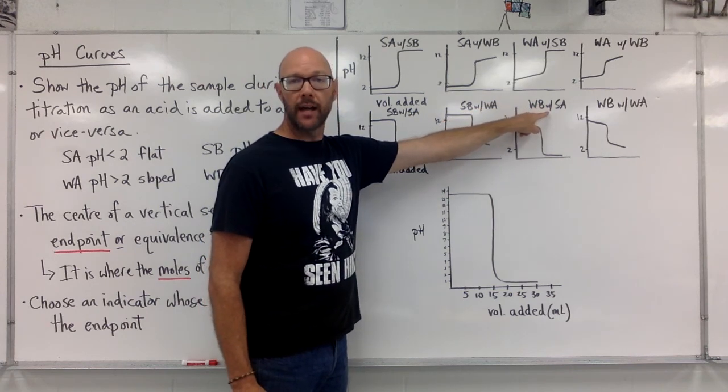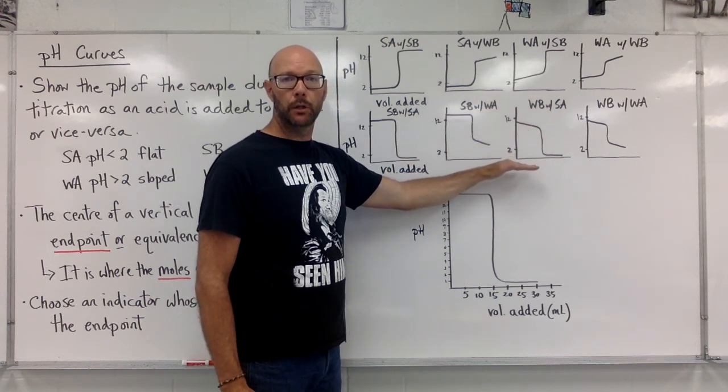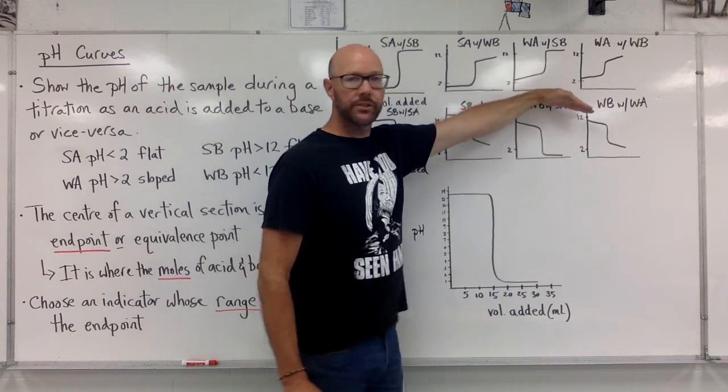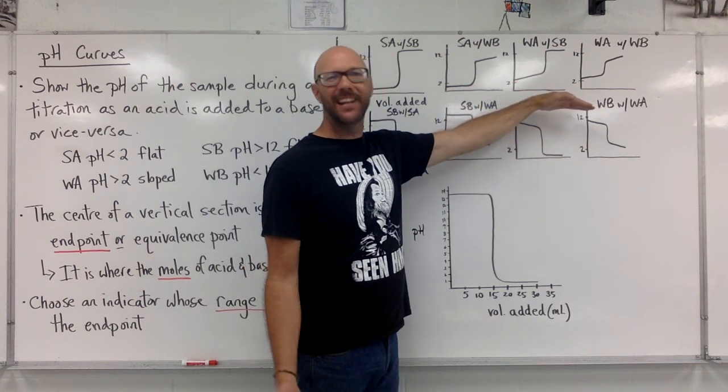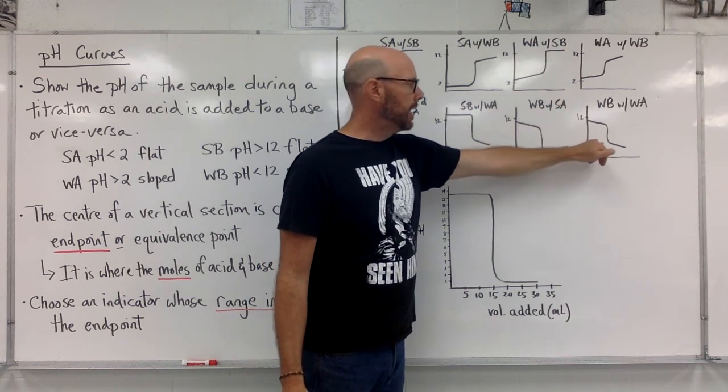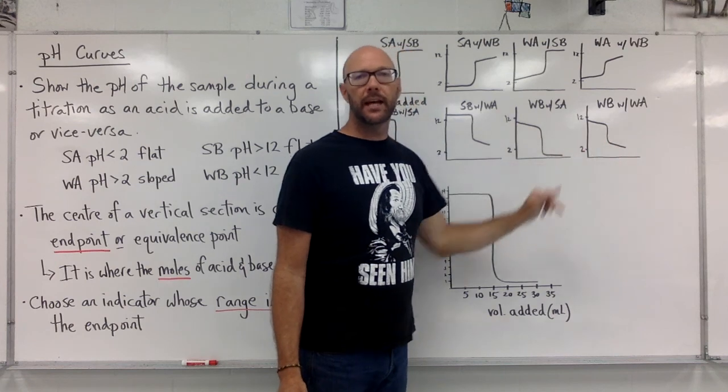A weak base was below 12 and slanted. We added a strong acid to it. The pH came all the way down below 2 and has that flat shape. A weak base below 12, there's that incline. I exaggerated it only ever so slightly. There's that drop off, and then the pH stayed above 2 with that incline.